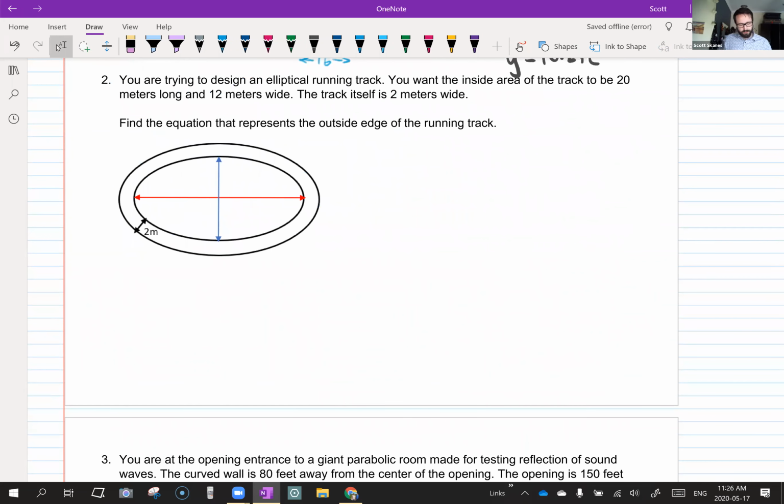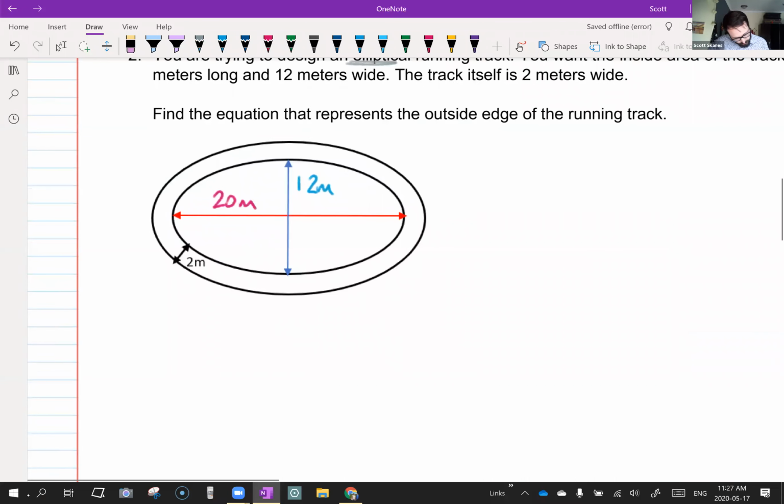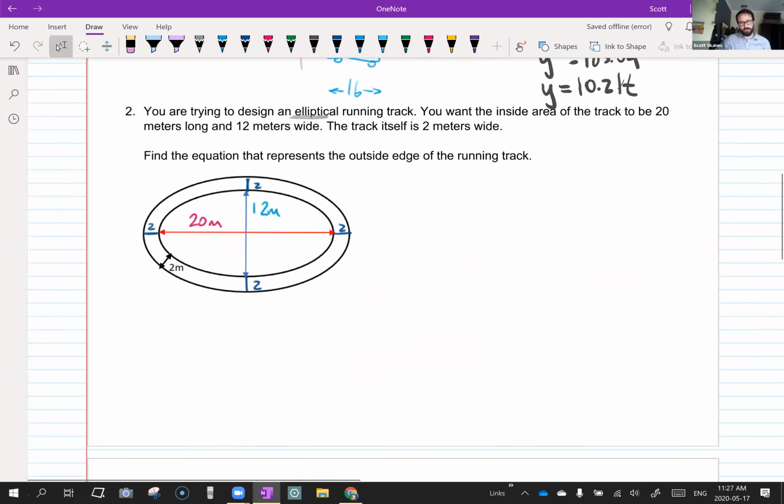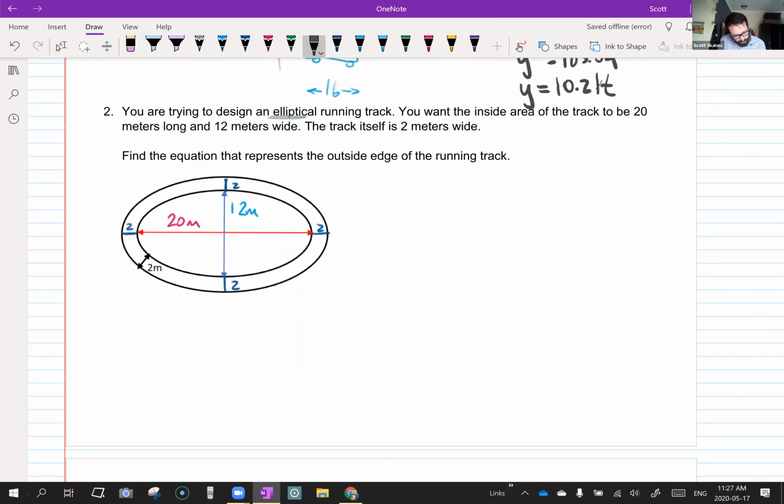You're trying to design an elliptical running track, another ellipse. You want the inside area of the track to be 20 meters long. Okay, so the inside here is 20 meters. And you want it to be 12 meters wide. So this blue part is 12 meters. The track itself is 2 meters wide. That'll be important. That means that we have an extra 2 here, and an extra 2 here, and an extra 2 here, and an extra 2 there. That's really what that means. And then I'm going to say that the center is at the center because that makes life easy for us.